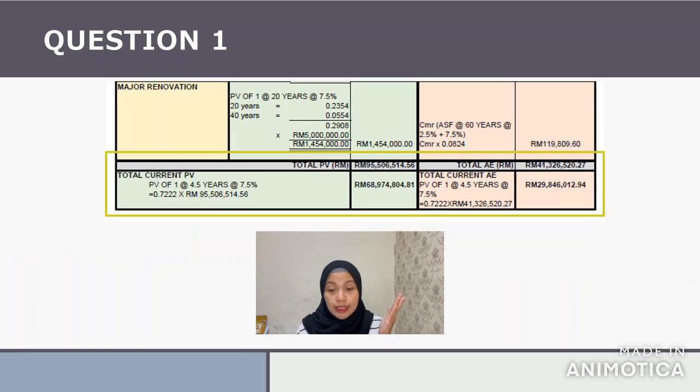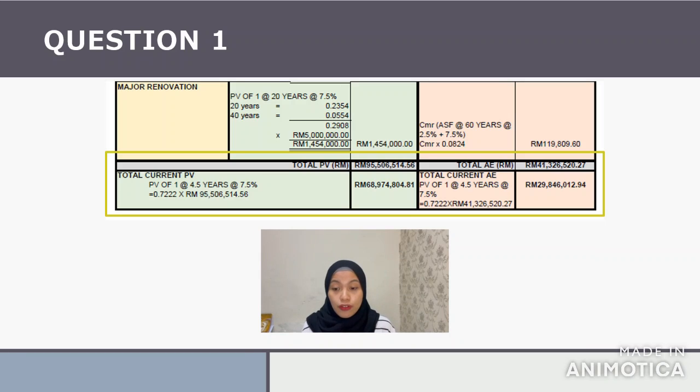So as you can see here, the total for the present value method is 95,506,514 ringgit and 56 cents. Meanwhile, for the annual equivalent method, the total is 41,326,520 ringgit and 27 cents.